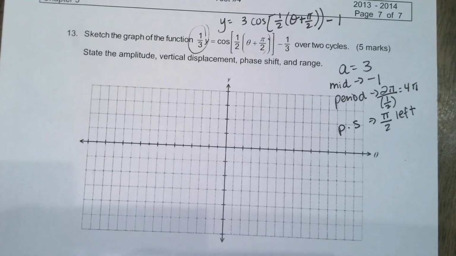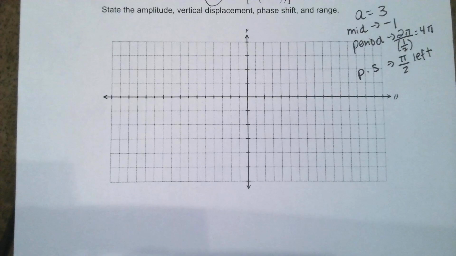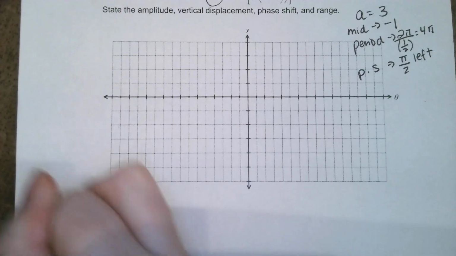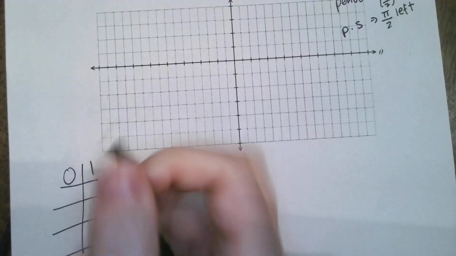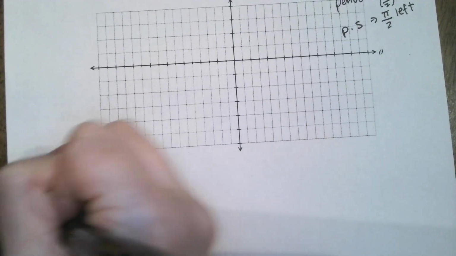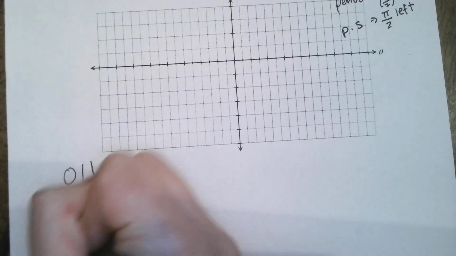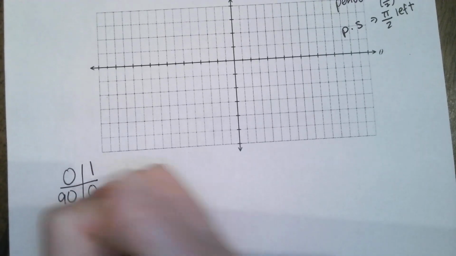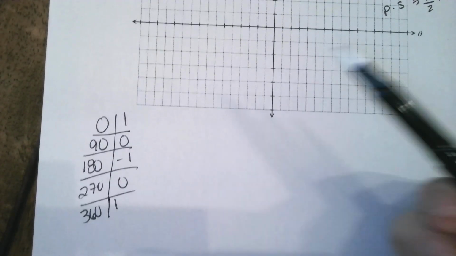So you could use this method and draw it. I don't like that method as much as I like a mapping rule. So I'm going to do the mapping rule a little bit lower. It is a cosine graph. Cosine graph has these key points: 0, 1, 90, 0, 180, -1, 270, 0, 360, +1. You have to memorize those, or you can plug it in your calculator if you know it goes up by 90 every time.